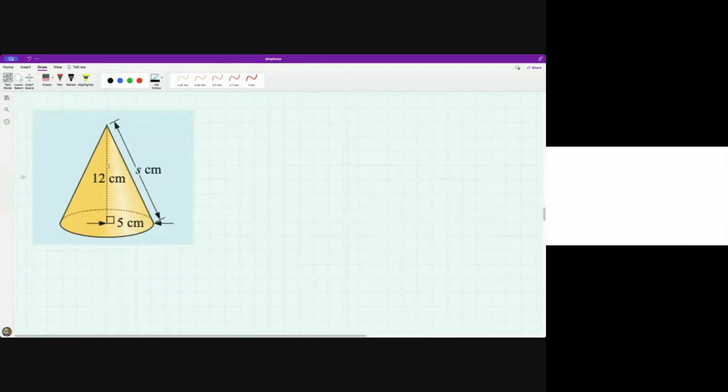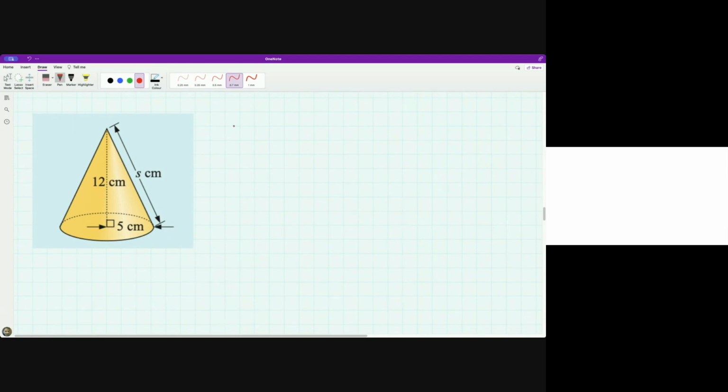Well, why don't you find me the volume and surface area for this cone? Find me the volume and surface area for this cone. Can you remember from the early examples without looking back?